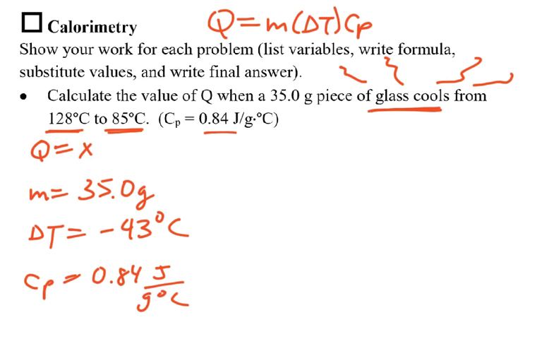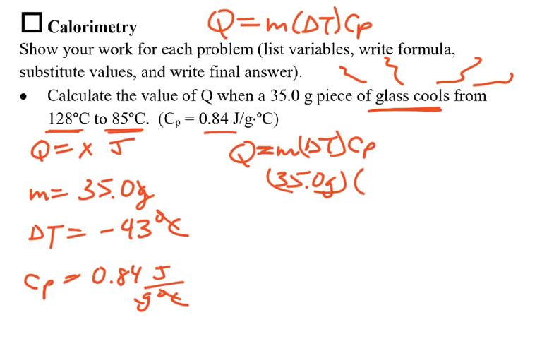And we can see, okay, things are good. Degrees and degrees. We've got grams and grams. Our answer is going to be in joules when we're done. So now it's just a matter of substituting and evaluating the expression. So Q equals M delta T C sub P. And mass is 35 grams times the change in temperature, negative 43 degrees Celsius, times 0.84 joules per gram degree Celsius.